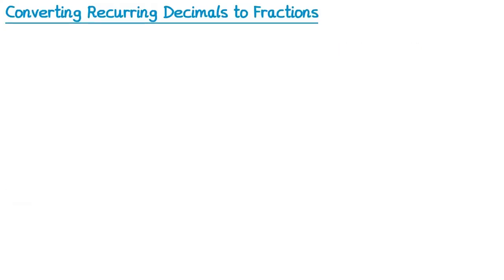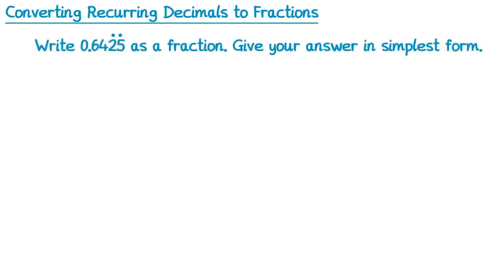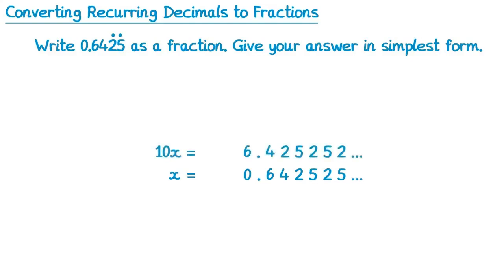We'll now try one final question that's quite difficult. 0.6425 recurring, with just the 2 and the 5 repeating. So, start with x equals 0.642525 and so on. Multiply by 10 and we'll get 10x equals 6.425252 and so on. At the moment nothing lines up, so we'll carry on. 100x equals this. Now at this point some numbers do line up.